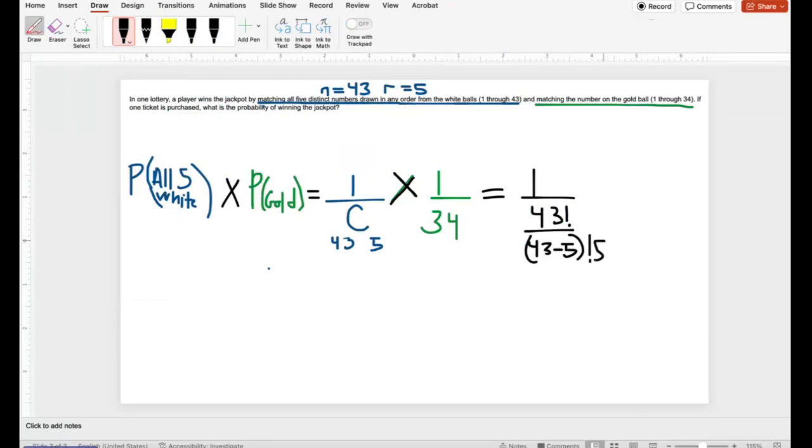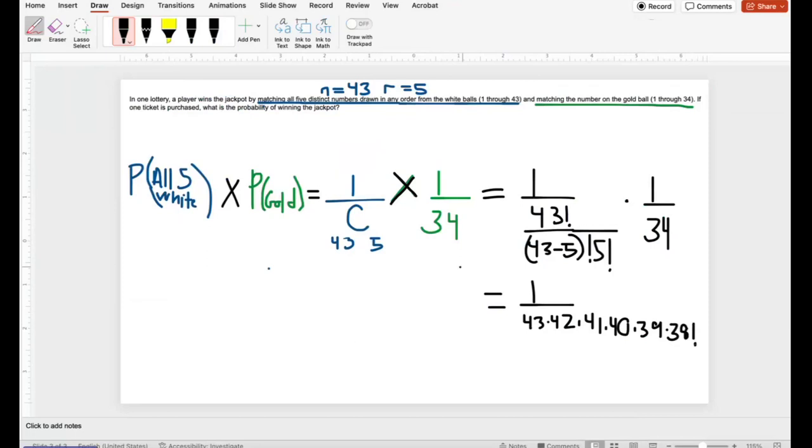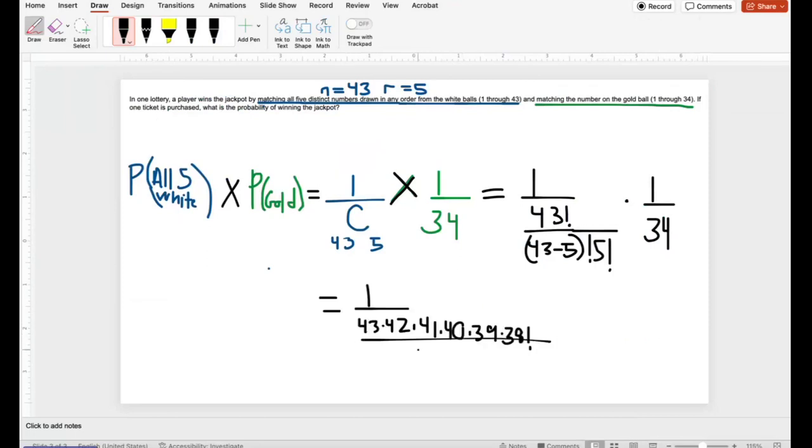And 5 factorial. Okay. All of that is times 1 over 34 still. And then let's simplify this one. So 43, we're going to have 43 times 42 times 41 times 40 times 39 times 38. Okay, and then all of that's divided by 38 factorial times 5 factorial.